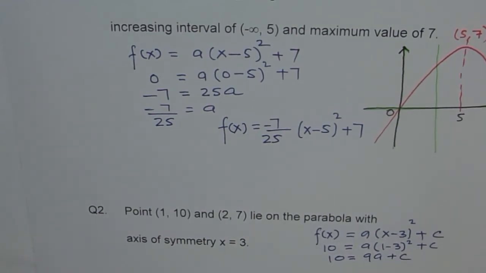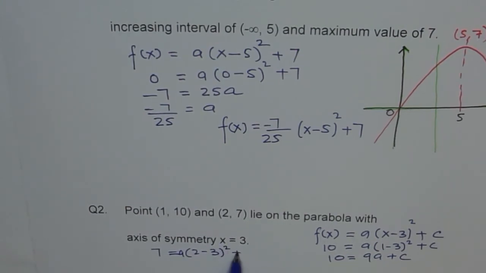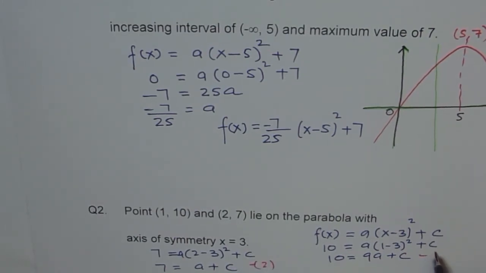And now let me give you the second equation, which is this. So f(x) is this, and 7 is my f(x) value. So that is 7 = a(2 - 3)^2 + c, right? So which is 7 equals, 2 minus 3 is just minus 1, minus 1 square is 1. So it's a + c, right? So we got two different equations. Let us say that this is equation 2 and this is equation 1, right?